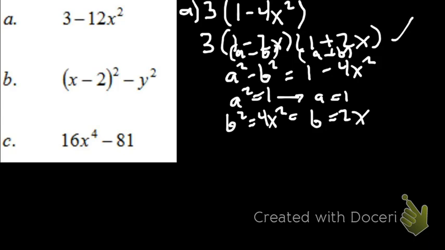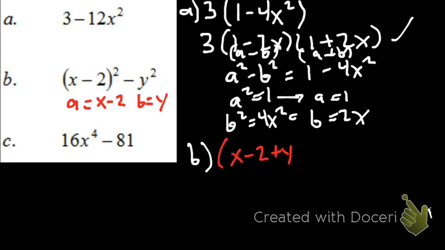Alright, so that's how I get that answer. In b, we got x minus 2 squared minus y squared. So again, that's in the form a squared minus b squared. If a squared is x minus 2 squared, that means a is going to be x minus 2. If b squared is y squared, then b is going to be y. So when we factor this, we're going to get x minus 2 plus y times x minus 2 minus y. And there's really not much else you could do there because they're unlike terms.